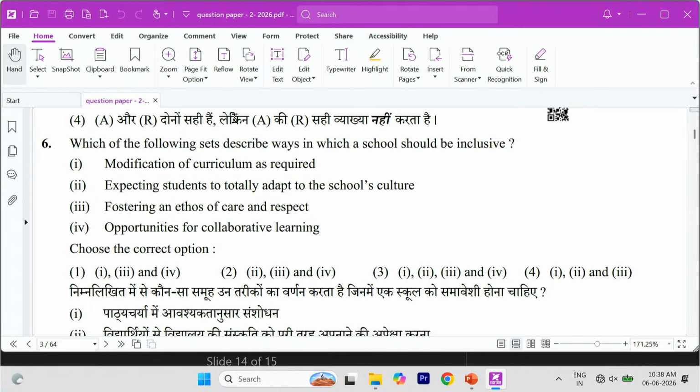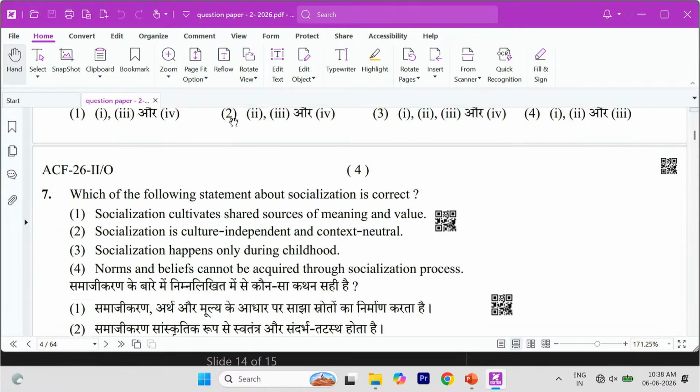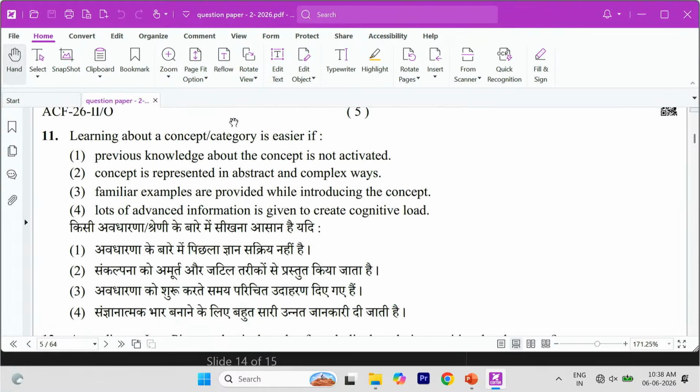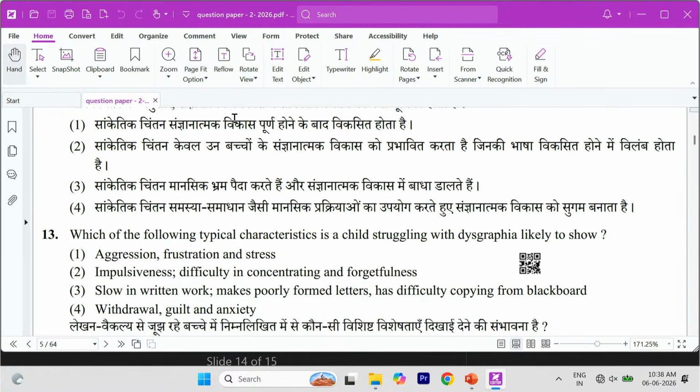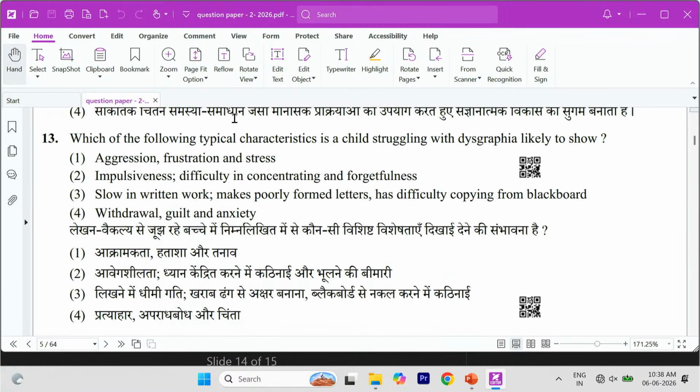Yes. So move to question number 13, please. Now look upon this. Which of the following typical characteristics is a child struggling with dysgraphia likely to show? Now, when you look at this question, this is a what?